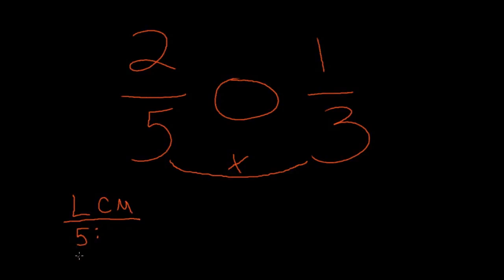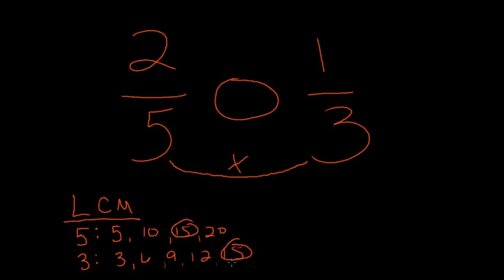Multiples of 5: 5, 10, 15, 20, and we can stop there. Multiples of 3: 3, 6, 9, 12, 15. We can see we found our least common multiple: the smallest multiple those two have in common is 15, which is the same as if we had just multiplied the two together. So now we know we can make both of these equivalent to 15ths. If I want to make this one equivalent to 15ths, I ask students, what do you do to 5 to make 15? We multiply it by 3. 5 times 3 is 15.